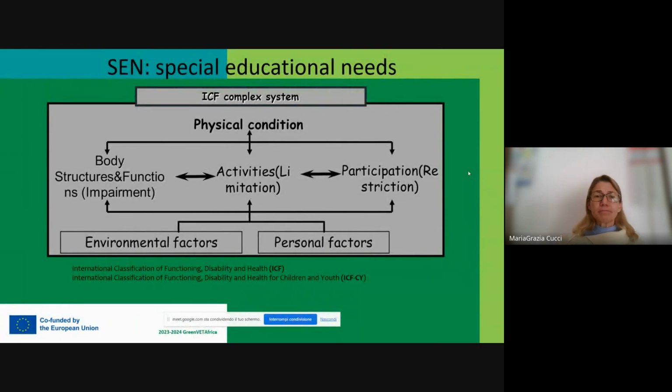Well, here we have a very interesting description of the system of special educational needs. Starting from physical conditions, we can observe if there are limitations on activities, if there are restrictions on the participation, in our case, in the class life, if there is any impairment in body structures and functions. And we can understand whether these situations refer to personal factors, to environmental factors, or to both.